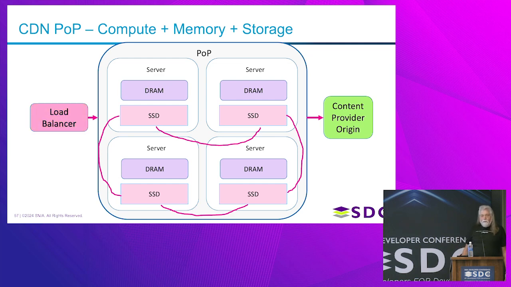We can try different load balancers on this. We can say, let's do a pure round robin. Let's do a least full queue. Let's try to do a little bit of intelligence in the load balancer and try to send this request to the appropriate server in the POP that might have already serviced a request similar to this.